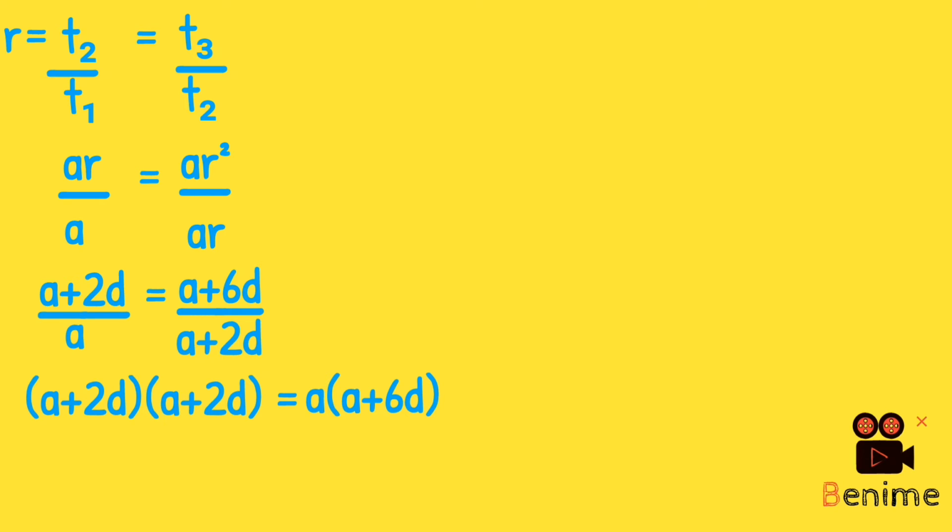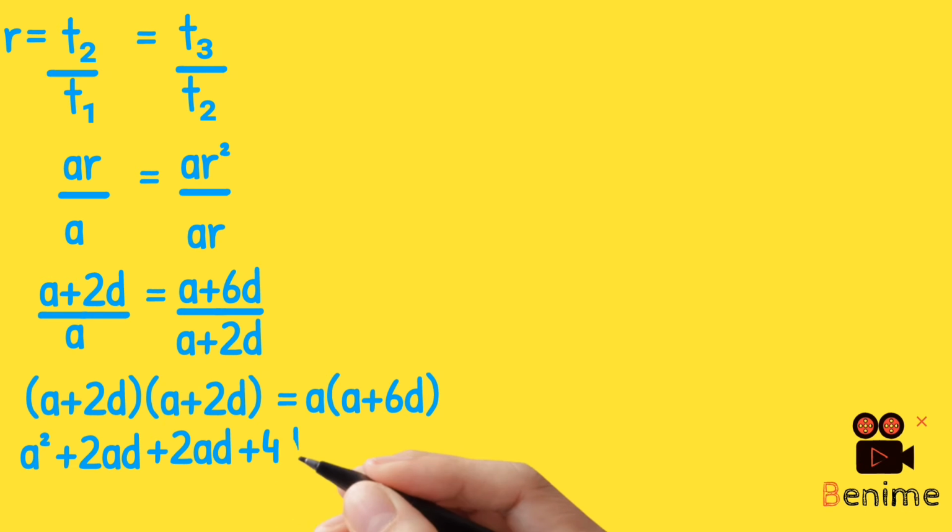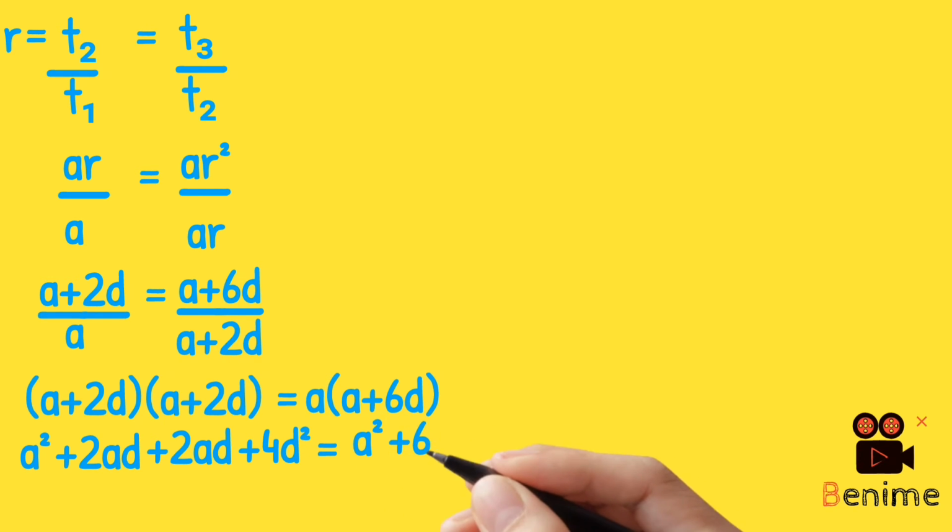Let's start from the left hand side. The first A in the first bracket multiplies the A in the second bracket, you get A square. The A in the first bracket multiplies the 2D in the second bracket, you get 2AD. The 2D in the first bracket multiplies the A in the other bracket, you get another 2AD. And then the 2D in the first bracket multiplies the 2D in the other bracket, you get 4D square. Then on the right hand side, the A outside multiplies the A inside, you get A square. The A outside multiplies the 6D inside, you get 6AD.